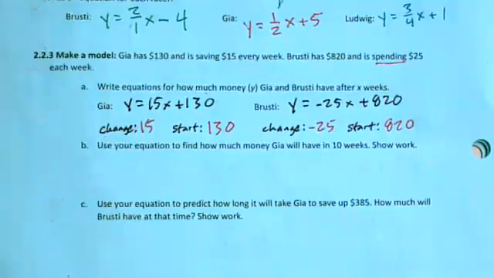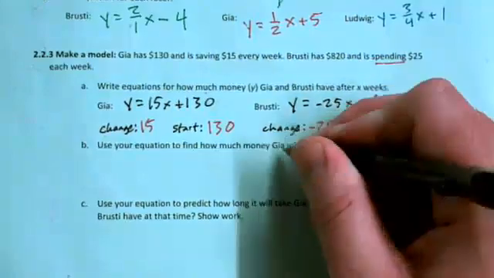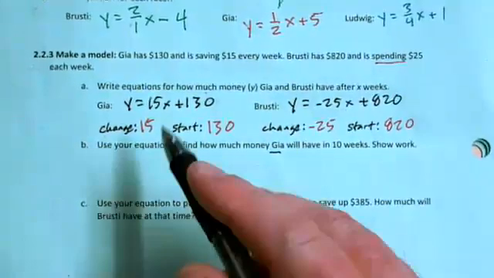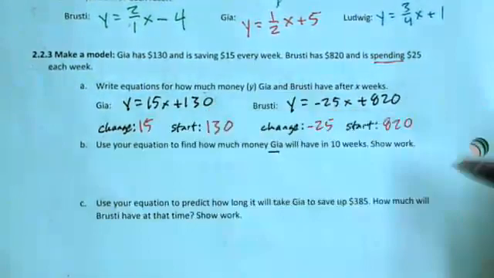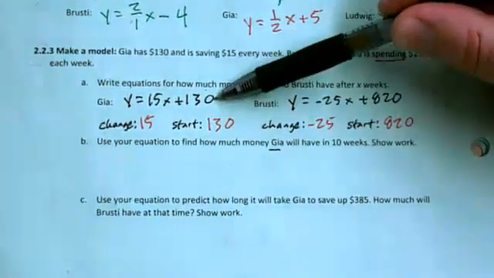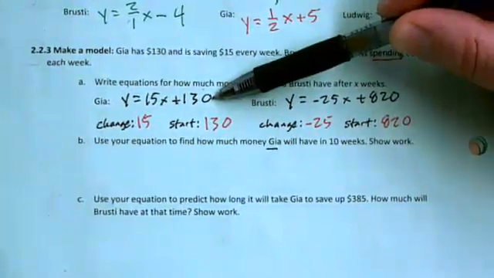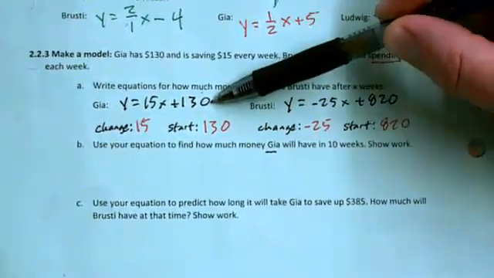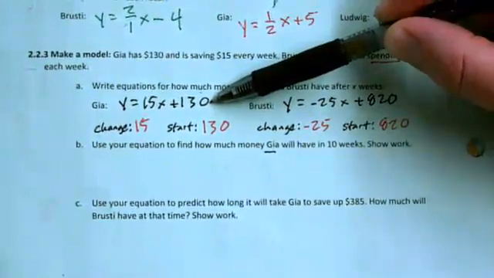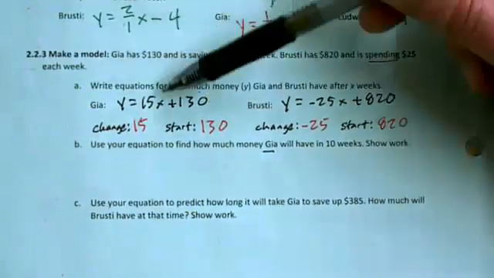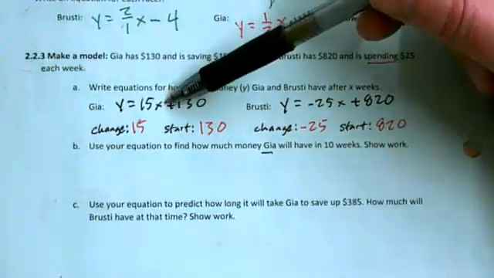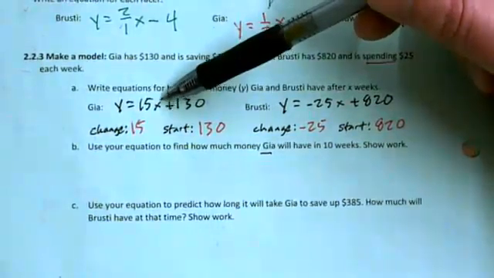All right, next up, they say use your equation to find how much Gia will have in 10 weeks. So Gia's equation is y equals 15x plus 130. What are we going to do with this equation to figure out how much money she has in 10 weeks? How can we use this equation to figure that out? Any ideas? Well, yeah, we're going to put 10 in for x here, and that'll tell us how much money she's got.